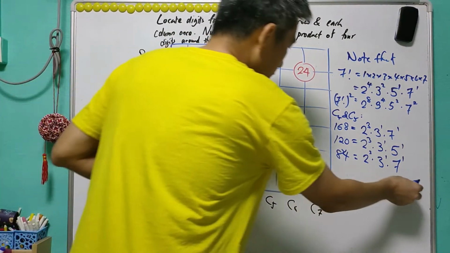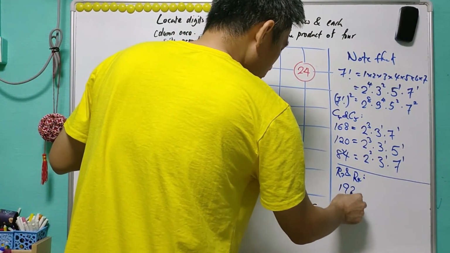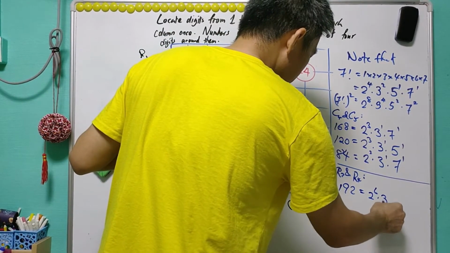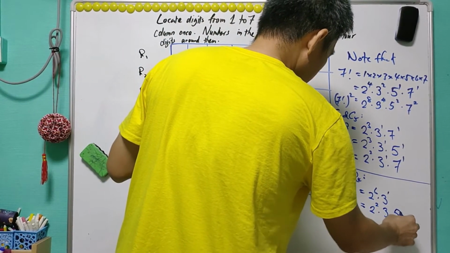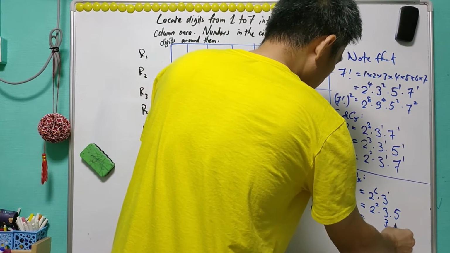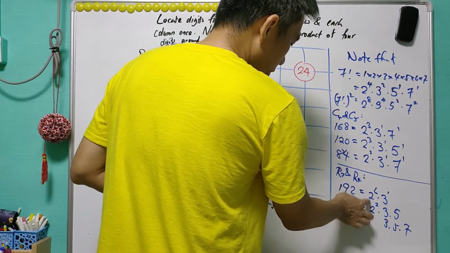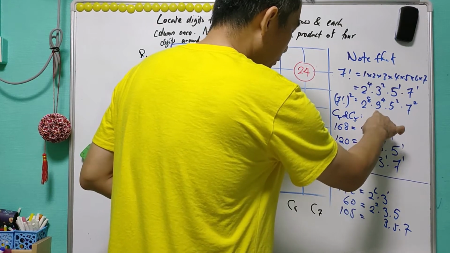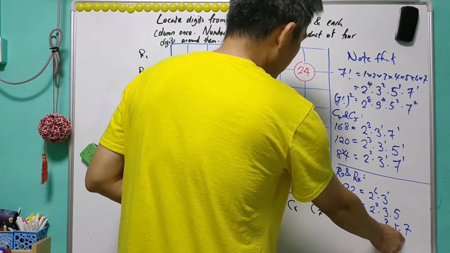Next, we do a similar thing to R3 and R4. So for R3 and R4, 192. 192 is equal to 2 to the power 6 times 3. 60 equals 2 squared, 3, and 5. 105 equals 3, 5, and 7. We use a similar trick, and by comparison of the product, 2 to the power 8 is done. This is 3 to the power 3, but we need 3 to the power 4. So we're lacking 3 to the power 1. And 5 is done, and we're lacking 7 to the power 1.